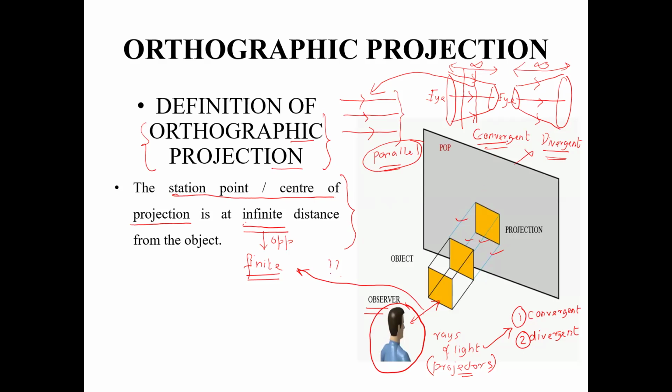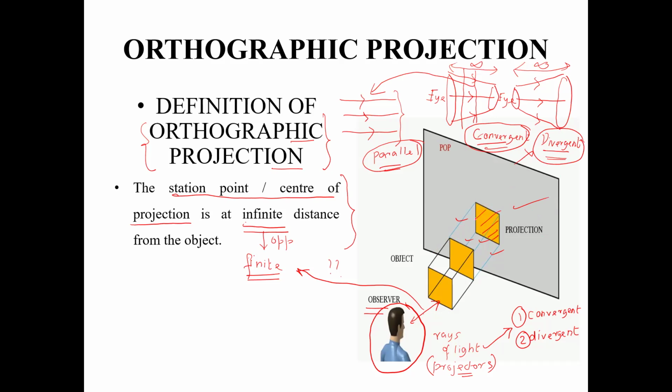But if these projectors were convergent, then the problem would have been that the projected view would have been smaller than the object. The size of the projected view would have been smaller than the object if these projectors were convergent instead of parallel. And if the projectors were divergent, in that case, we would have faced the opposite problem. In that case, the projected view of the object would have been bigger than the actual object. So we don't want any of these two situations to happen.